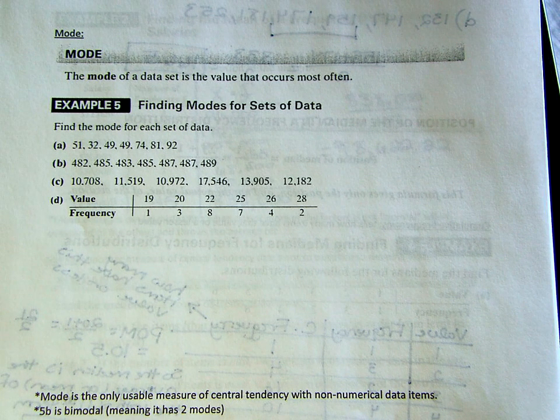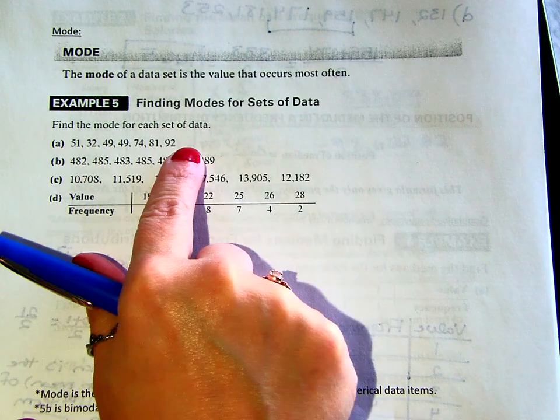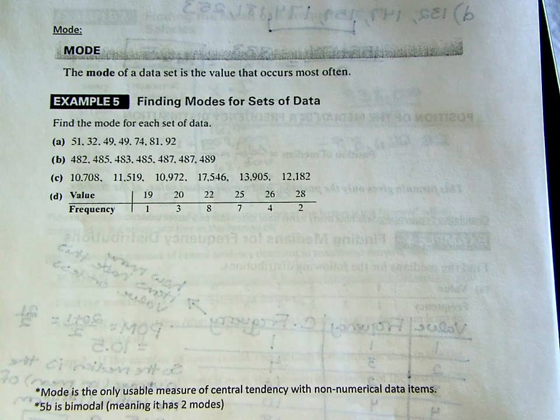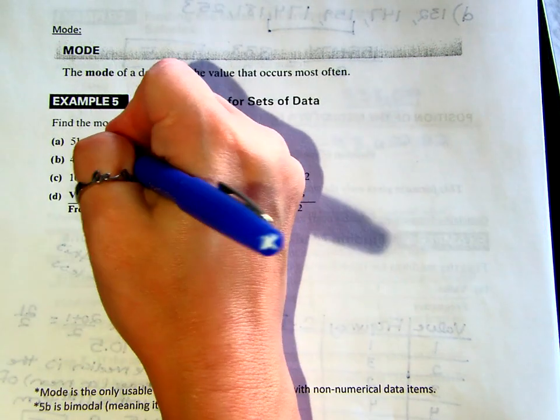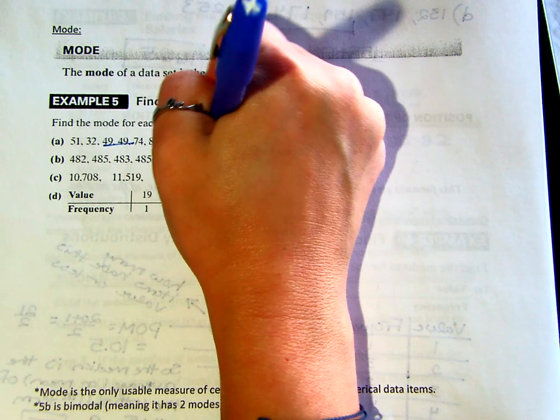So literally all you're doing is looking for the repeated numbers and seeing which number or which piece of data repeats the most. That's it. So when I look at this first list of numbers and I'm looking for the mode, I'm looking for numbers that repeat. This one's easy because the only number that repeats is 49. So the mode is 49. Notice we did not have to reorder the numbers. They don't have to be written in a certain order at all.